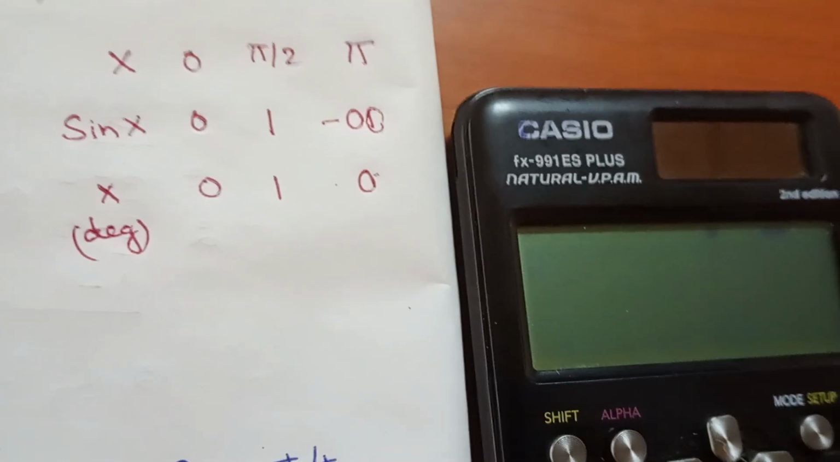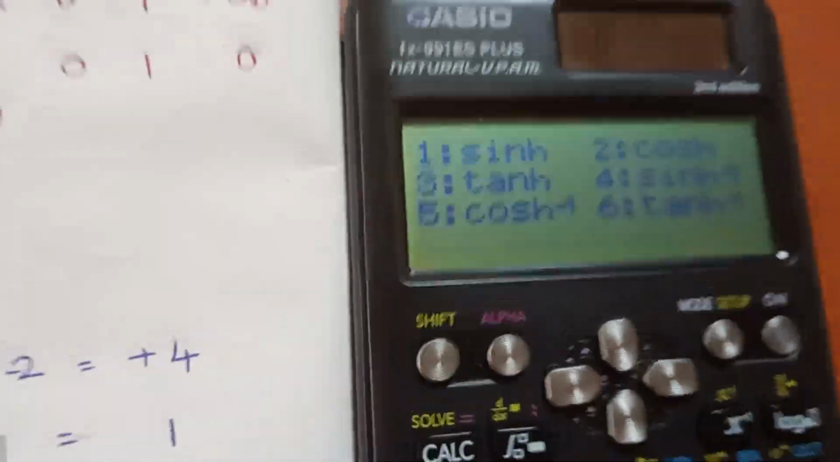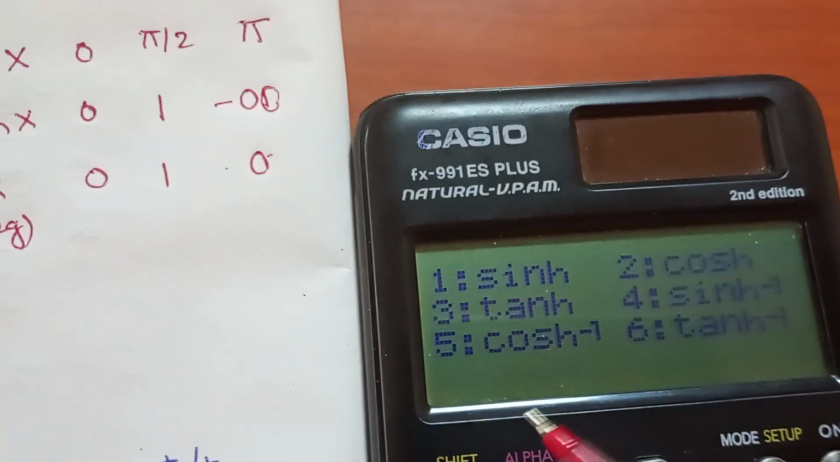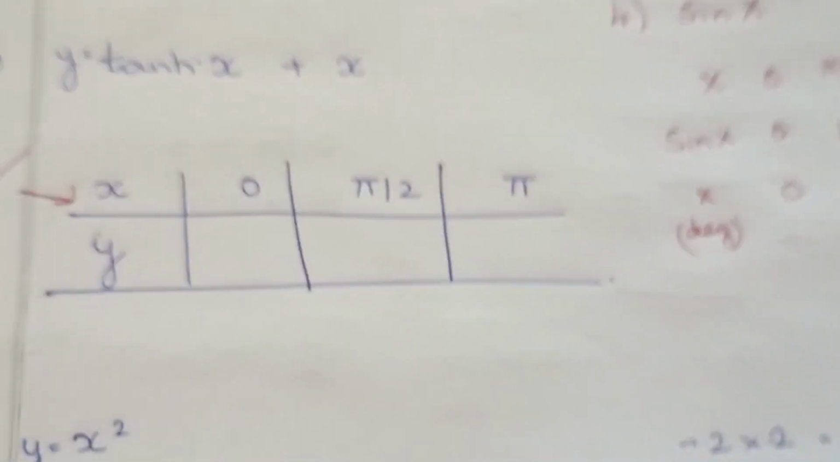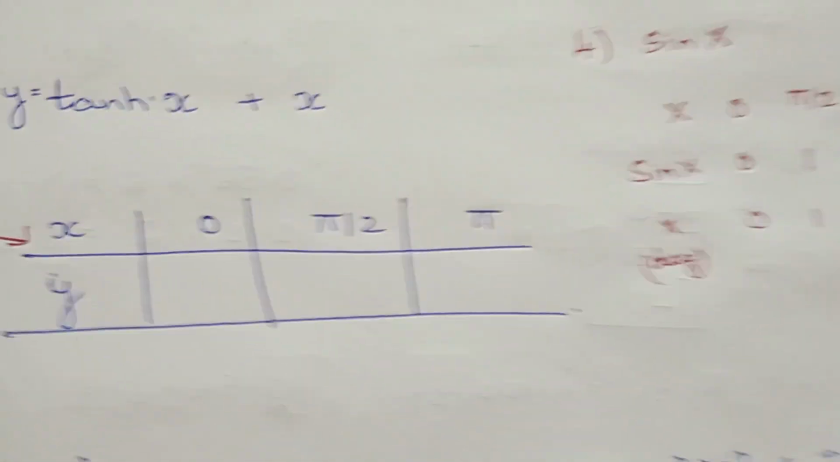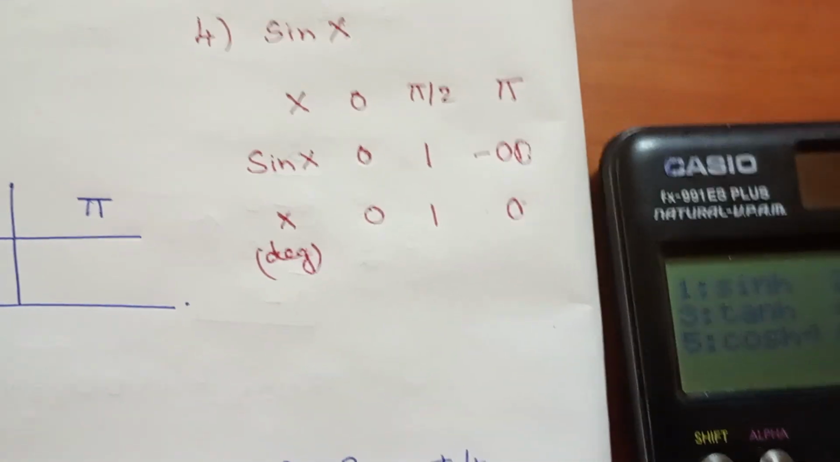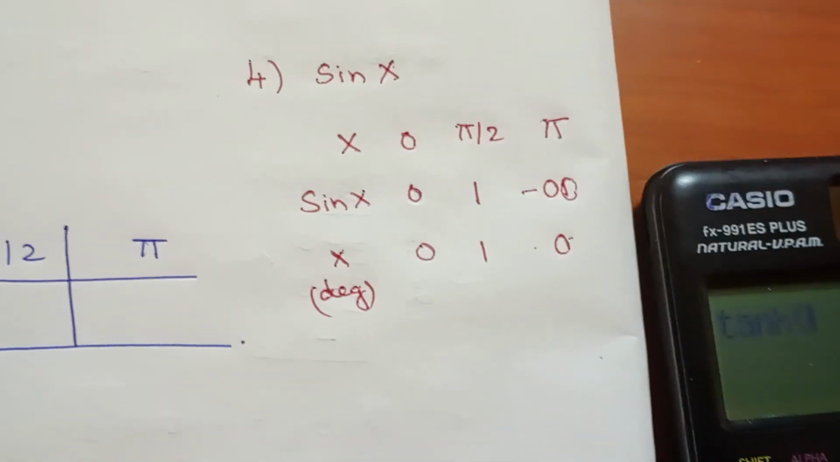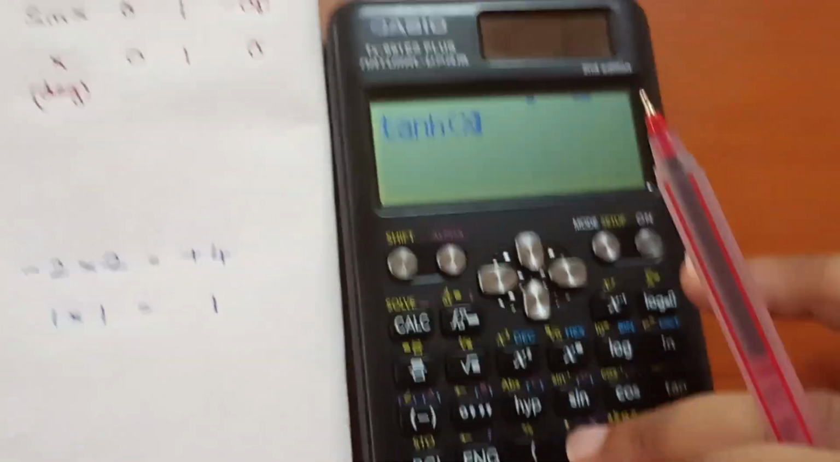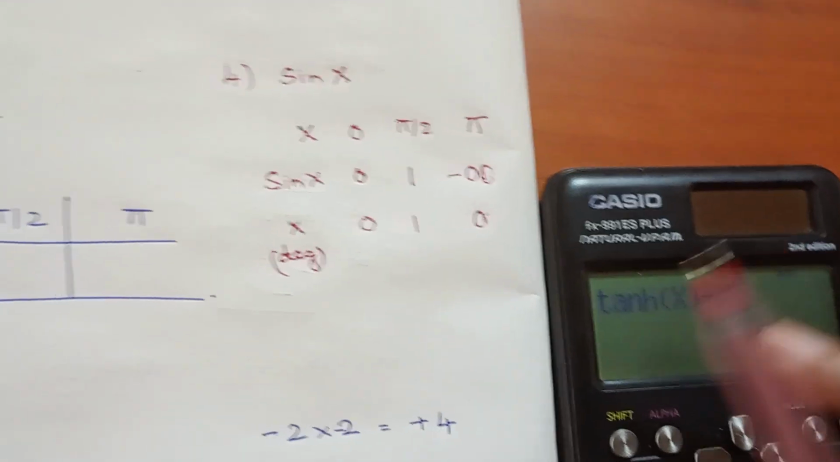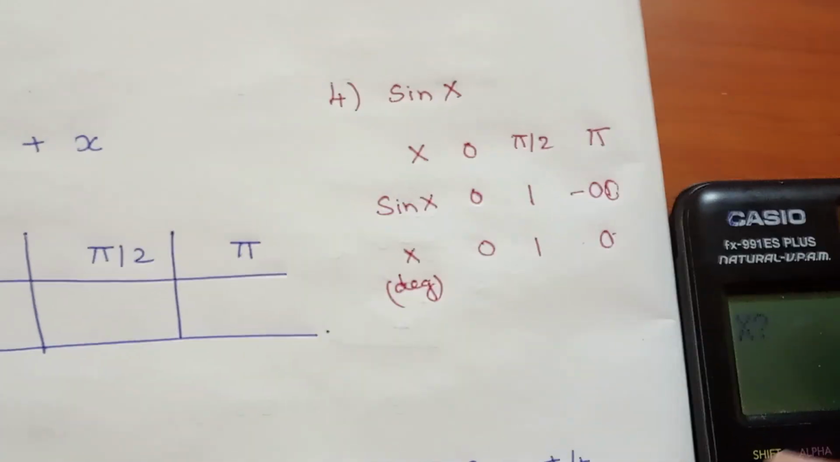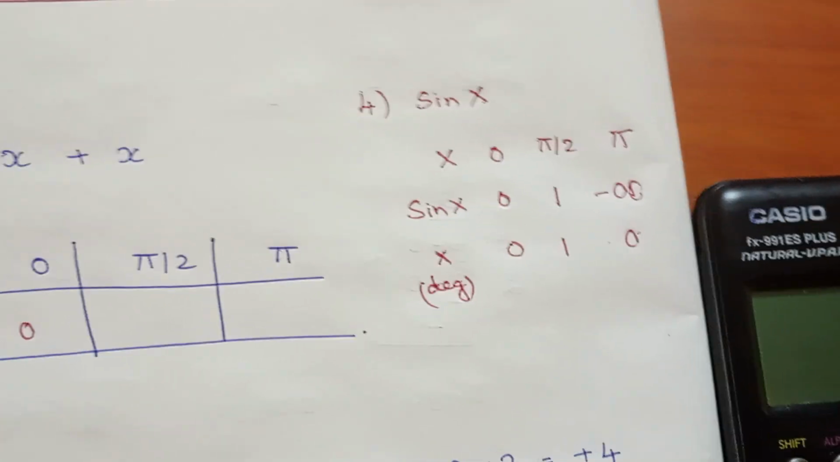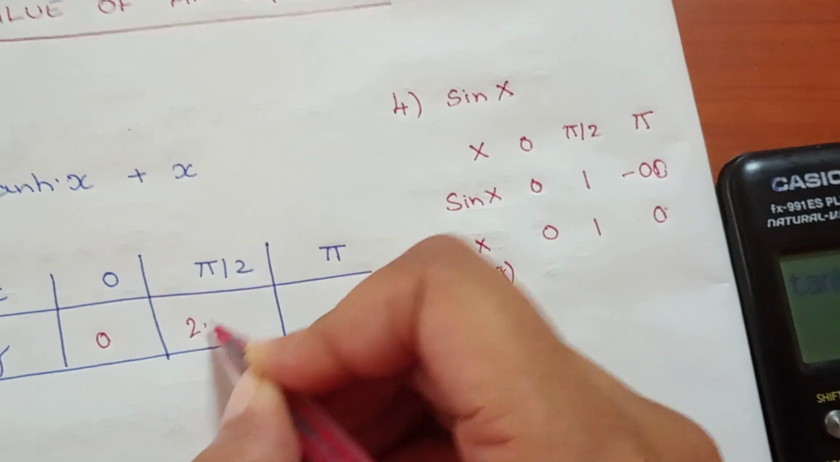So we can also explore it for hyperbolic. For hyperbolic, press hyp. It is showing you the options sine, cos, tan hyperbolic, then the inverse for the same. In this equation, it is tan hyperbolic x plus x. You can also take it for y. So tan hyperbolic, the option number is 3. So tan hyperbolic, I'll take alpha x plus alpha x, then calculate. x is 0, so it is 0. Next, x is in radian, it is pi by 2. Shift pi by 2. So the answer is 2.4879. Again you can round it off.